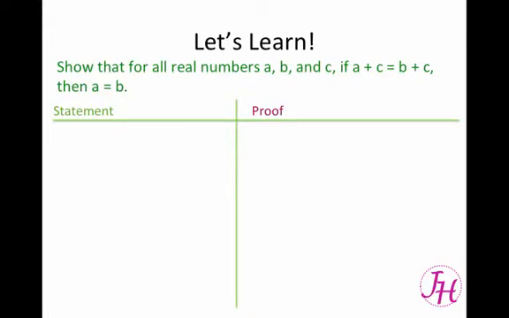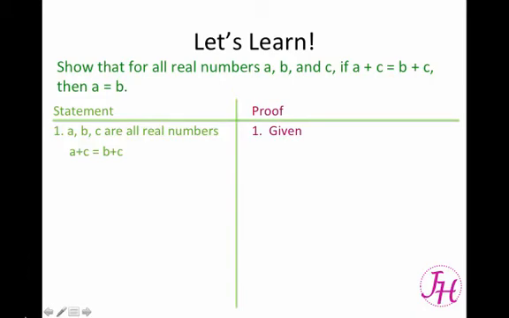Our first statement is that a, b, and c are all real numbers, and a plus c equals b plus c. And the reason that we can state that is that they are given to us in the original problem. They gave us that a, b, and c are all real numbers, and a plus c equals b plus c. Now we're trying to prove that a is going to equal b. So let's see what comes next.